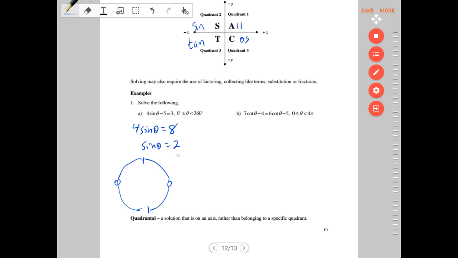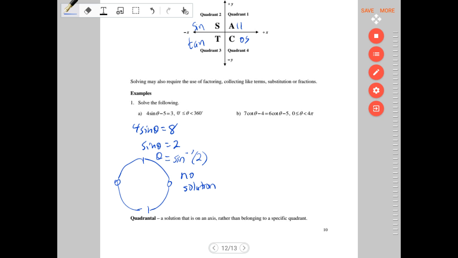Well, you can try typing on your calculator sine inverse of 2. Make sure you're in degree mode. Okay, and you will find that that is not true. So therefore, there is no solution to this question. Okay, wow, that was pretty fun.